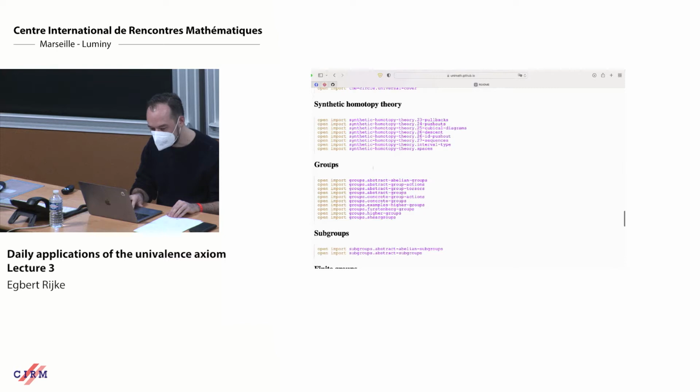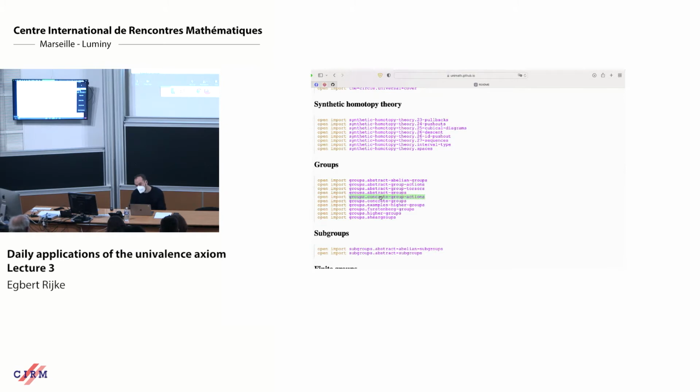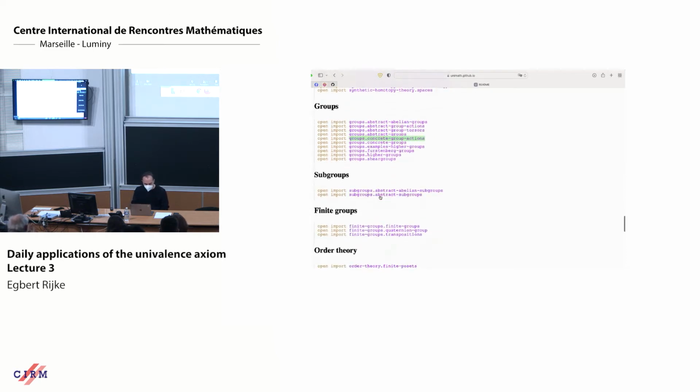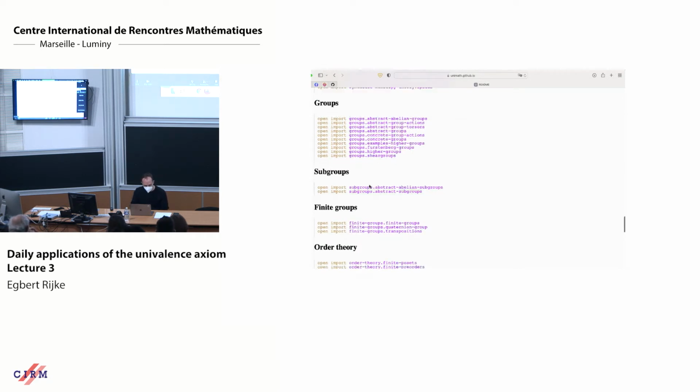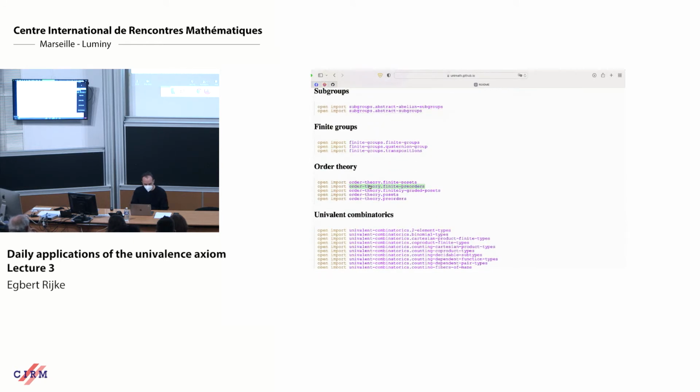And here in the groups, you see there's some distinction between abstract groups and concrete groups. And I'm going to tell you about the distinction between abstract groups and concrete groups in just a moment. But as you see here, it's fairly minimal what is in there. So if you'd like to help, I will be very grateful.